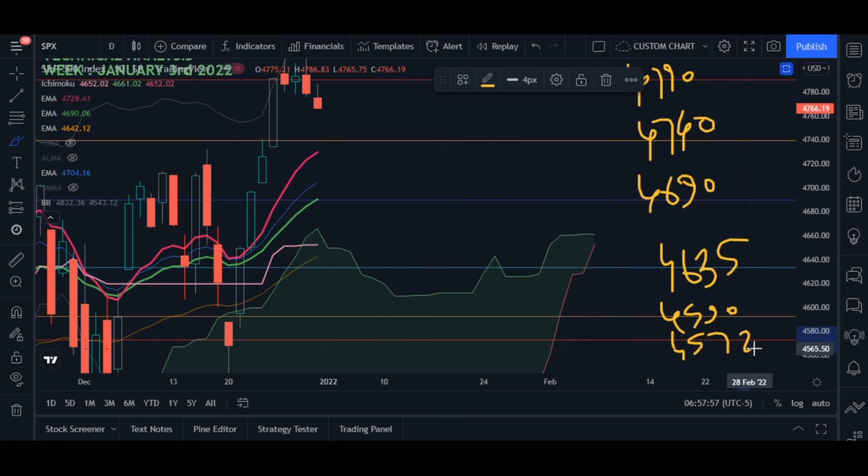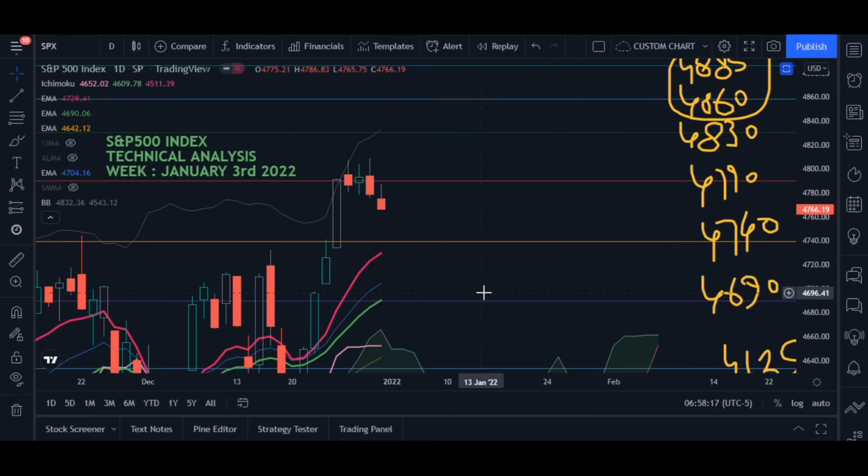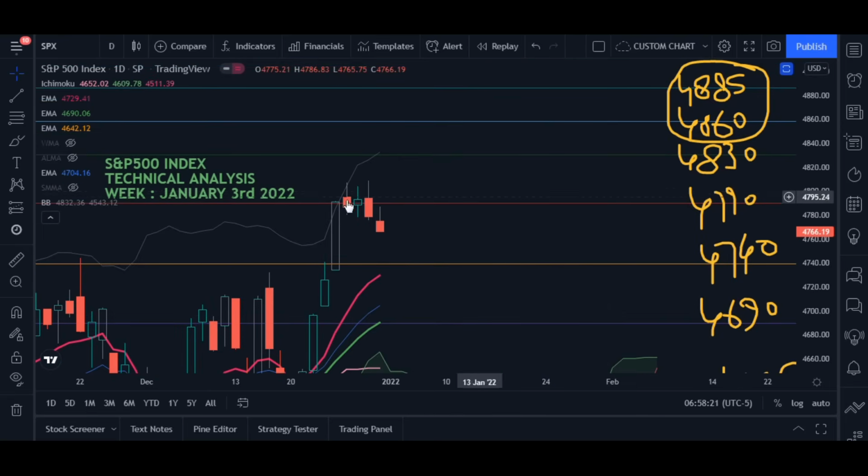Because market is moving around 4700, 4800, this is it. When it comes down, maybe next week or mid of January or by end of January, I will give you further support levels. But up to now, these are sufficient. So these are the support and resistances for S&P 500 index for the coming week.